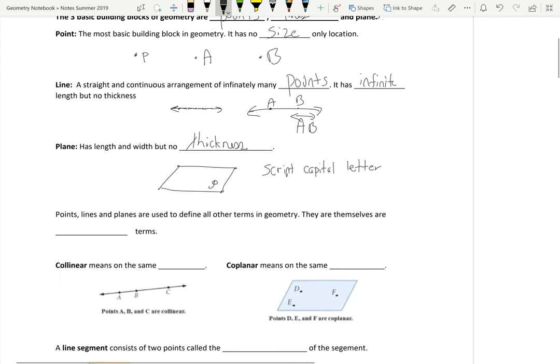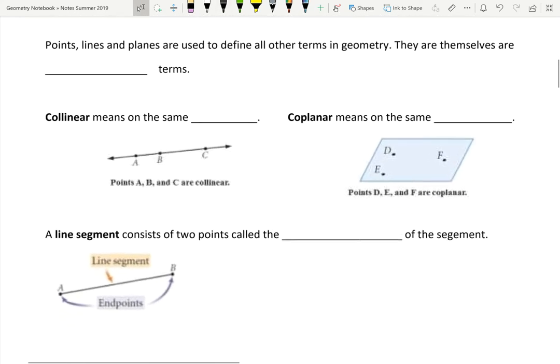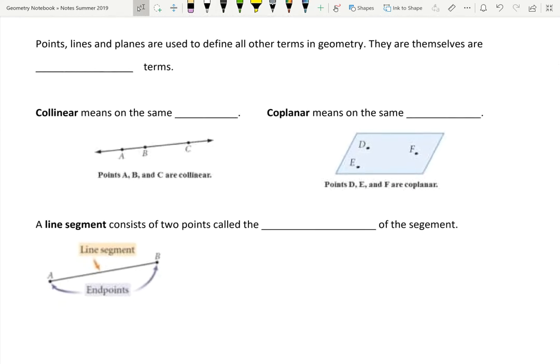Finally, points, lines, and planes are used to define all other terms in geometry, and they themselves are undefined terms. In other words, they are the 3 terms that we use to define all of the other ones.